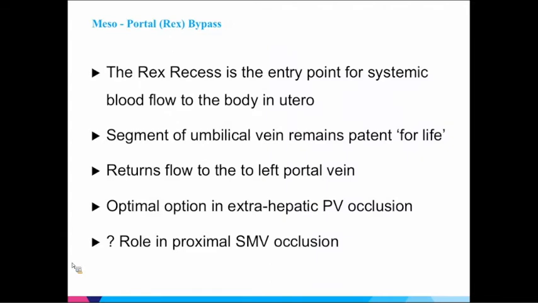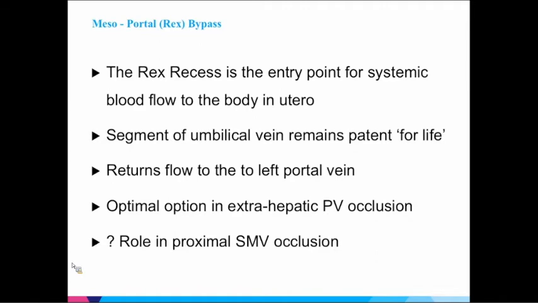I want to mention this because it's interesting from a physiological perspective, and because I do think there may be selected patients with complicated portomesenteric thrombosis that extends into the superior mesenteric vein who may still be candidates for this operation.